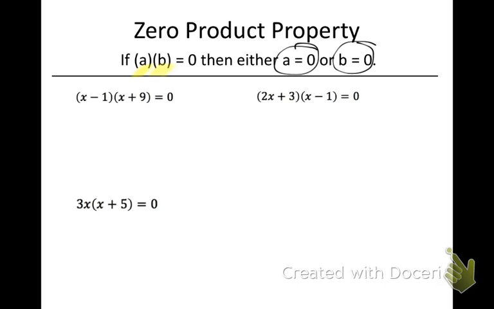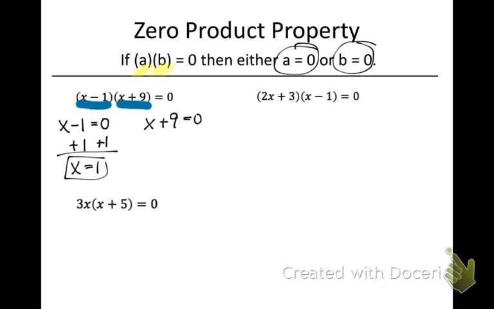So what we're doing for example 1 is we're saying, okay, either x minus 1 is equal to 0 or x plus 9 is equal to 0. So we're just going to set both of them equal to 0 and solve, and we'll have two solutions. So again, this is what your answer looks like whenever you are solving a quadratic. Same with the next one, we're going to set 2x plus 3 equal to 0 and solve, and set x minus 1 equal to 0 and solve.